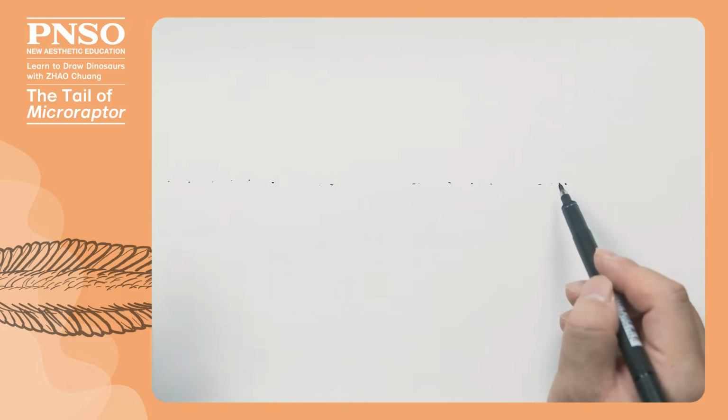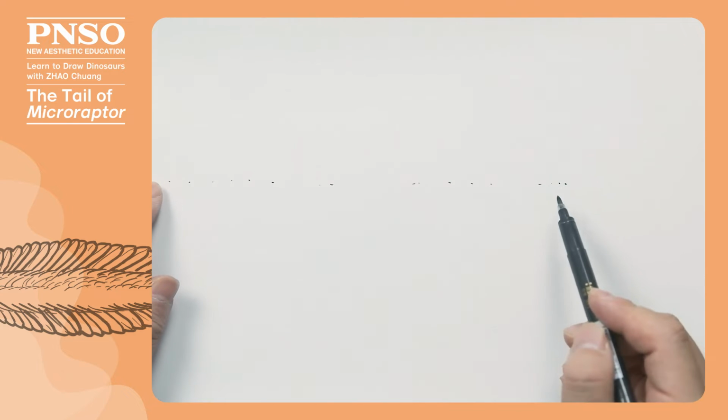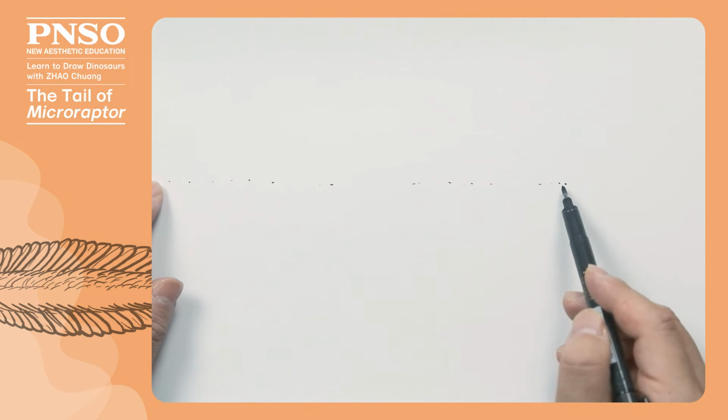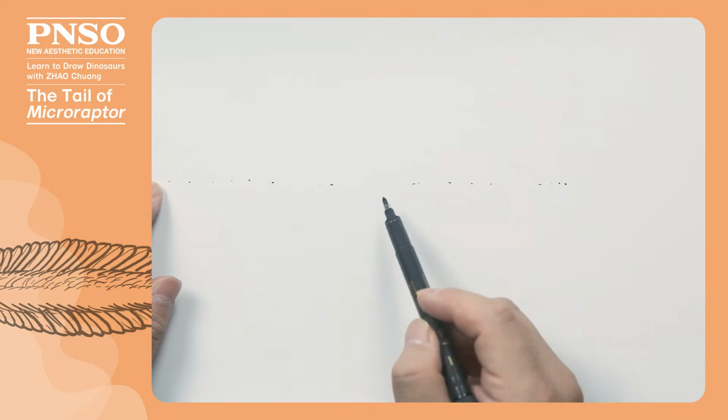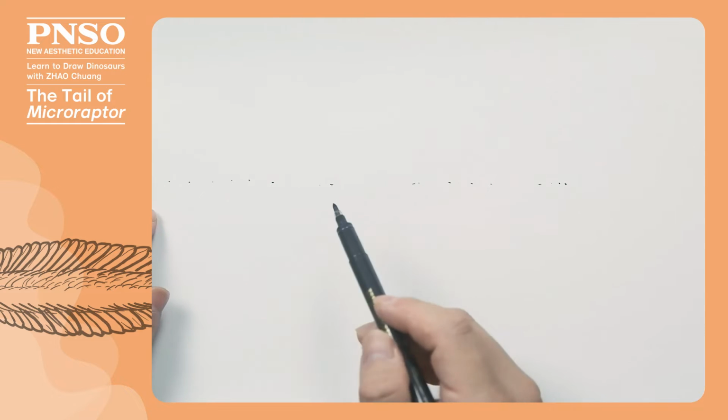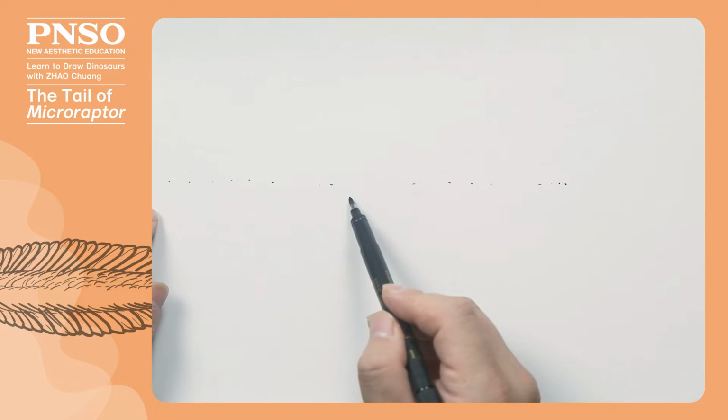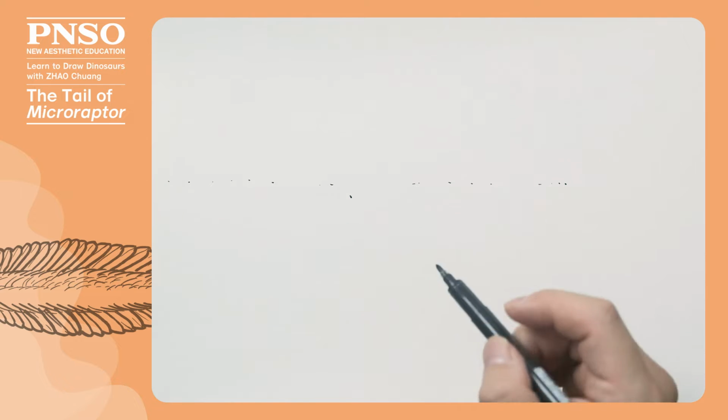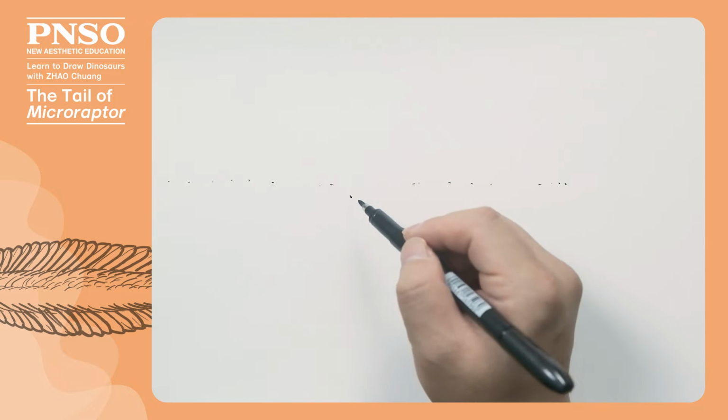While drawing, we need to note that the reason we show the skeleton is for our better understanding of where the feathers began to grow. Only half of its tail had flight feathers, and they started from here. In this regard, Microraptor was different from dinosaurs such as Archaeopteryx and Anchiornis.